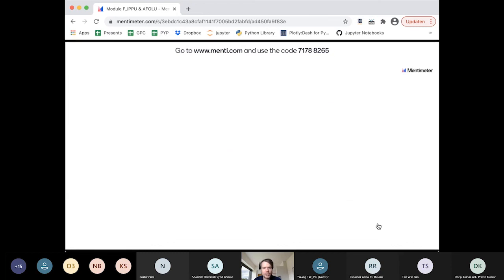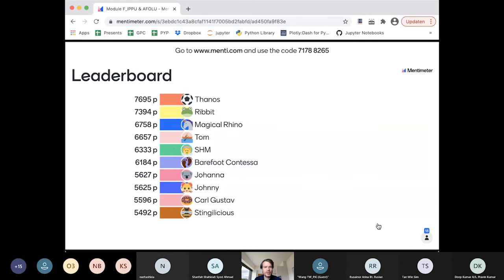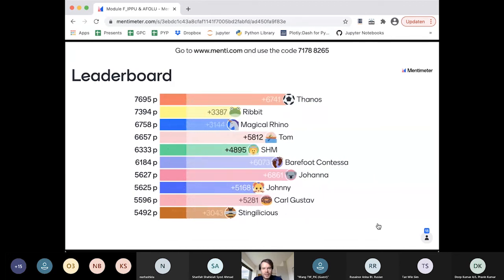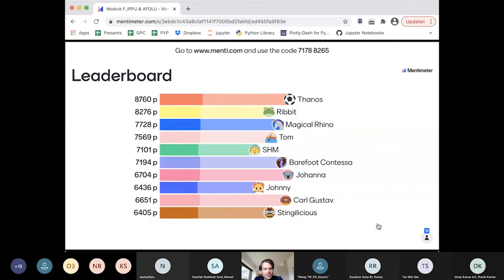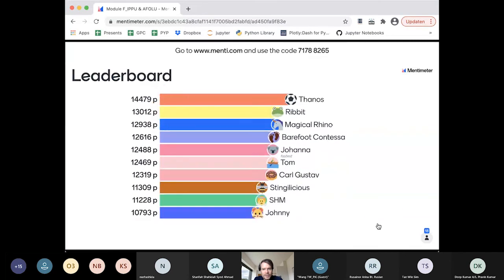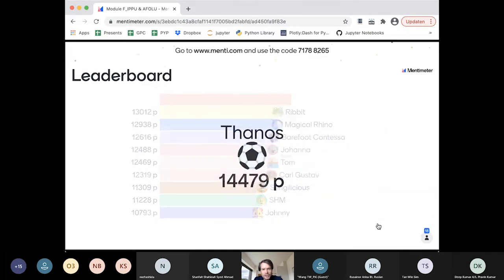Okay, let's look at the scores. So we had Thanos in the lead. Looks like Joanna did best in the last round, but the final scores haven't changed that much, with Thanos still winning, followed by Ribbits, the Natural Rhino, and Barefoot Contessa, and Joanna making up the top 5. So well done. Congratulations to Thanos and everyone.